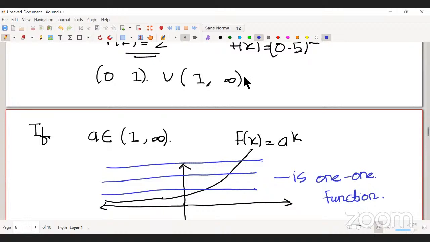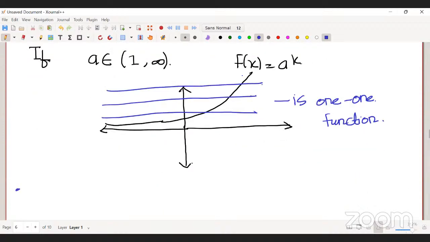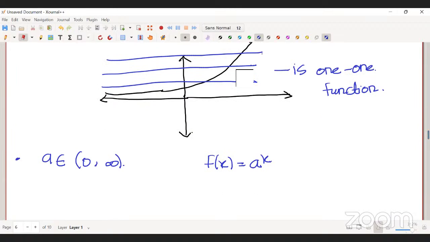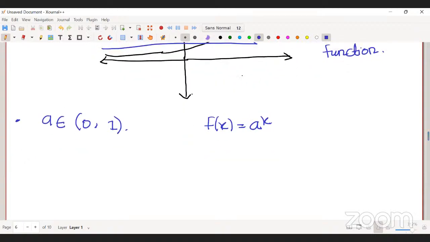And similarly, if we take a to be in the interval 0 to 1, what will be the graph of this function f of x equals a power x? Any idea how we can draw the graph of this function if a is in this interval 0 to 1? Reverse, the opposite one, sir. Yes, a mirror image across the y-axis.